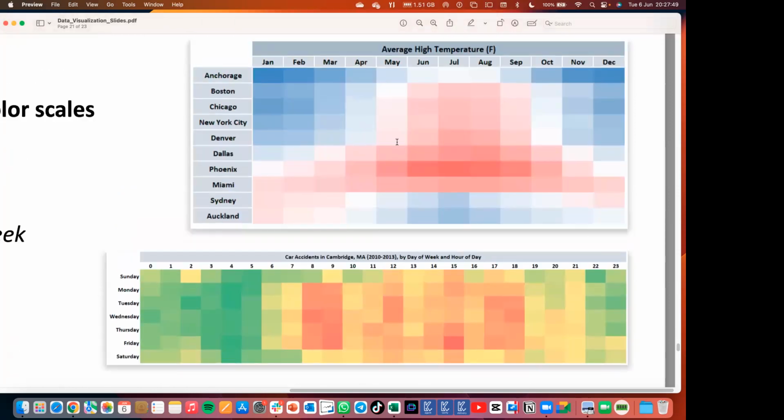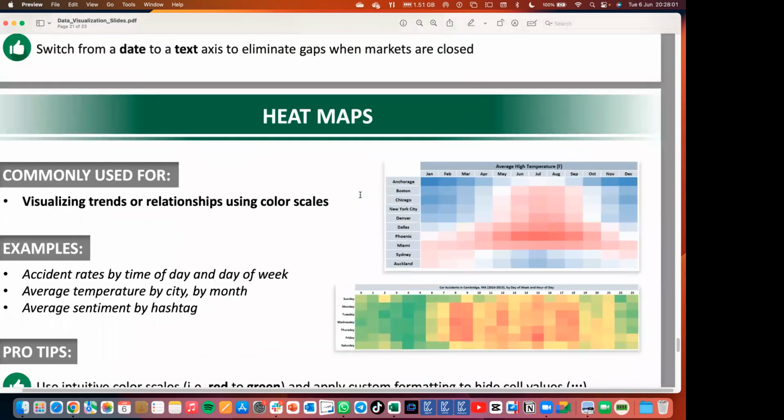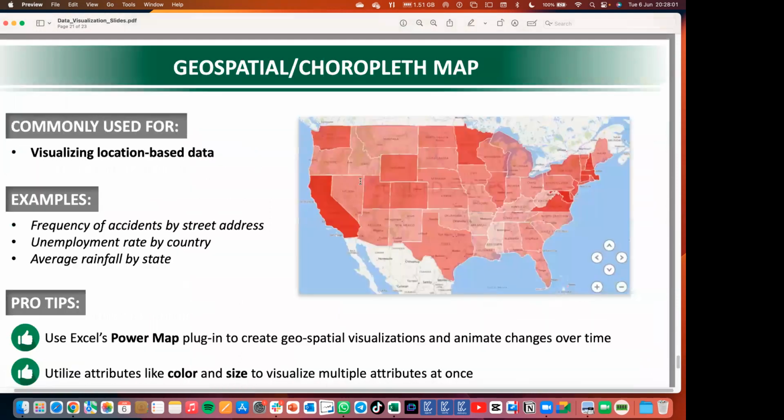Even here, when you come to this, the average high temperatures. So it just tells a story on the weather, how it happens by month, by city. I think that is it. I'm not going to add more.